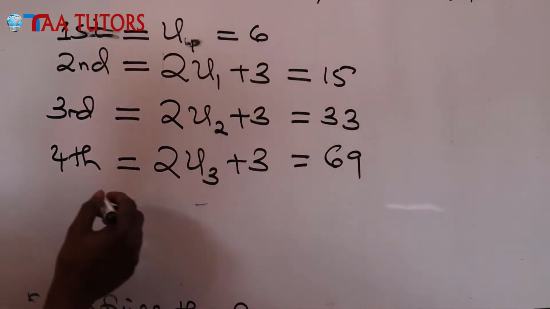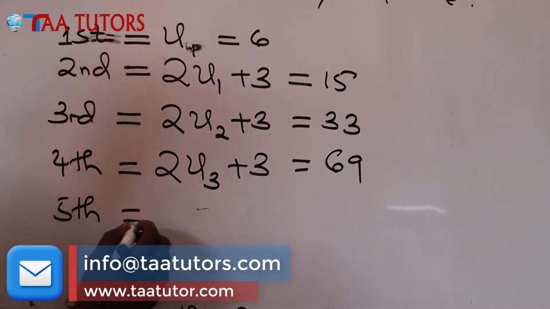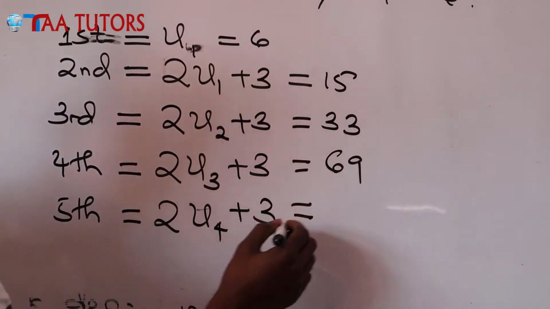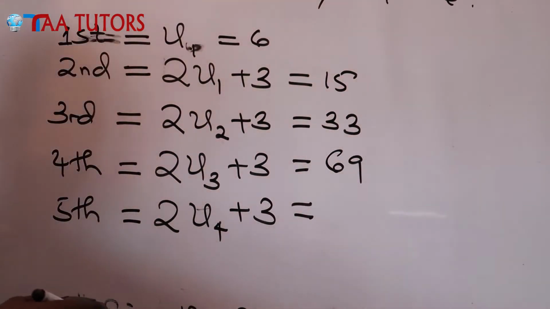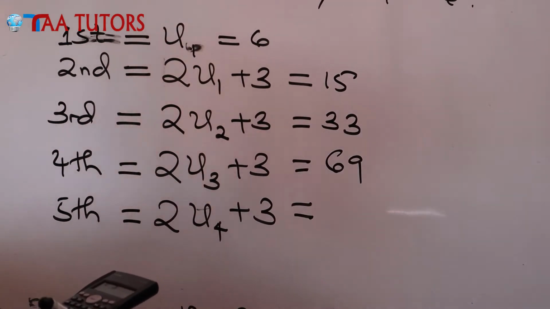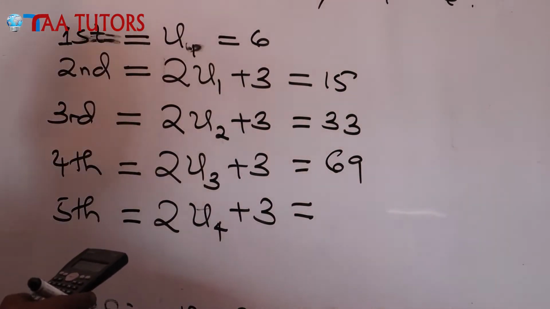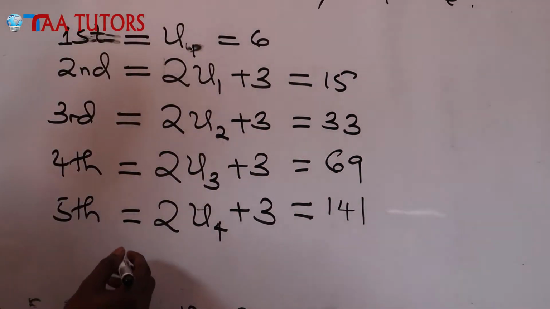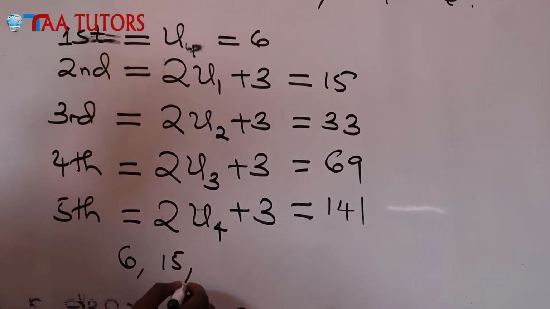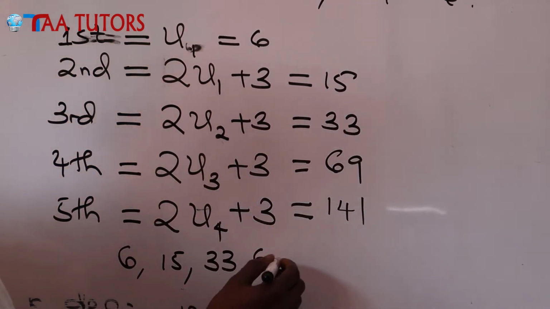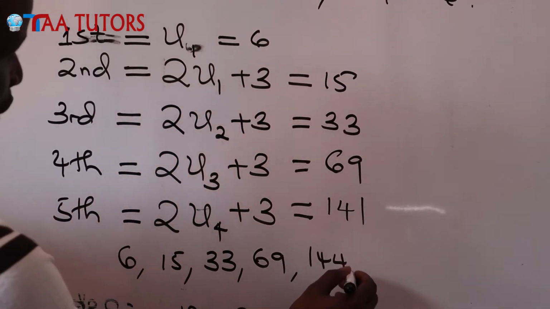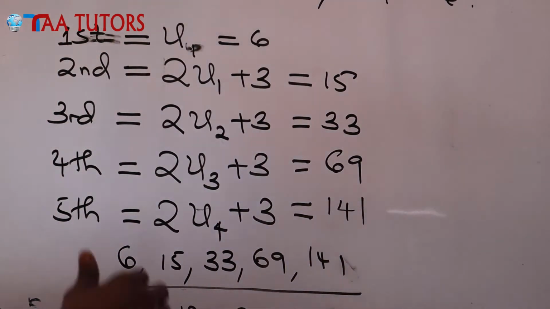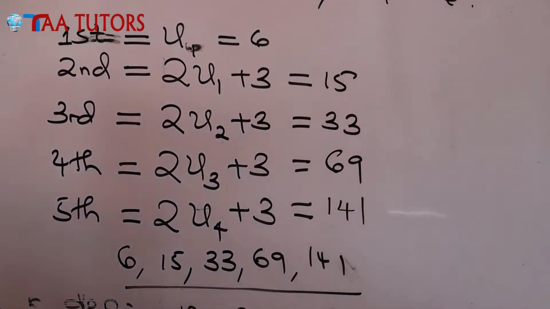So let us see. The fifth term will now be 2u4 plus 3, because you're using the fourth term to get the next term. It's going to be 69 times 2. 69 times 2 is 138 plus 3. We get 141. So the first 5 terms are here: 6, 15, 33, 69, 141. So these are going to be the first 5 terms of the recurrence sequence that we have up here.